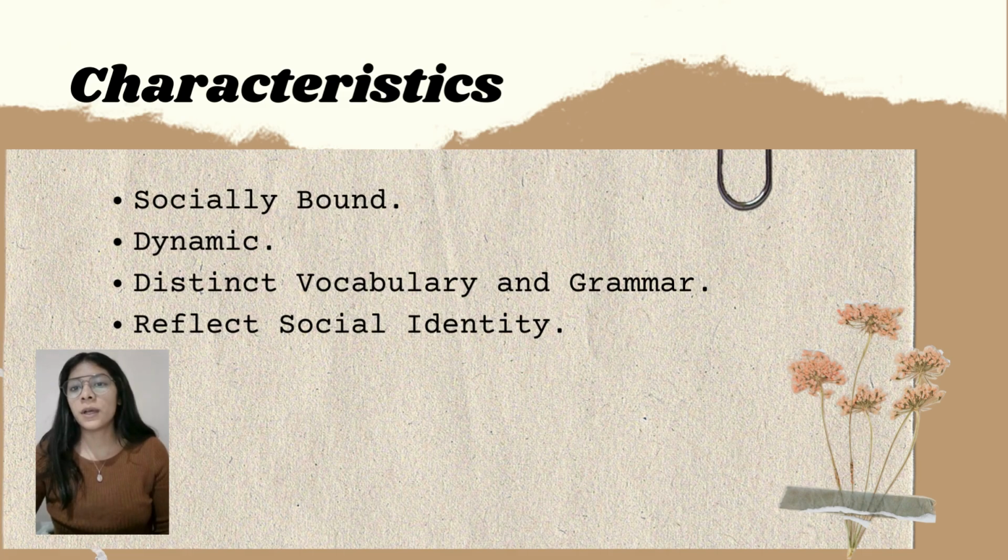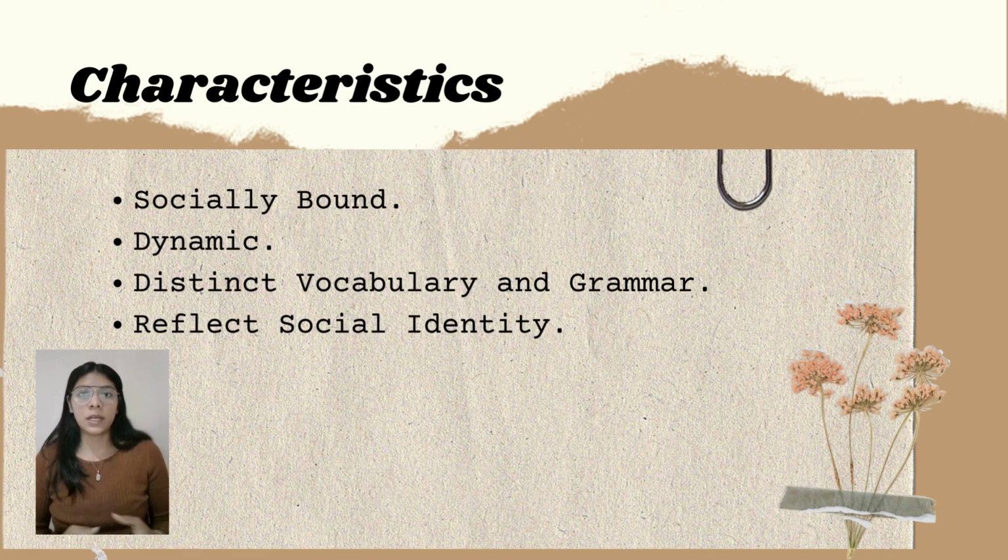The third one is distinctive vocabulary and grammar. Each sociolect often has its own unique set of words, phrases, or even grammar rules that may not be used by other groups. For example, a specific profession might have jargon that only those within the field understand. And similarly, certain social classes or age groups might use particular expressions that are unique to them. This difference can sometimes create a language barrier between different groups.